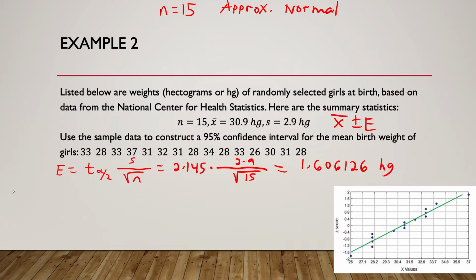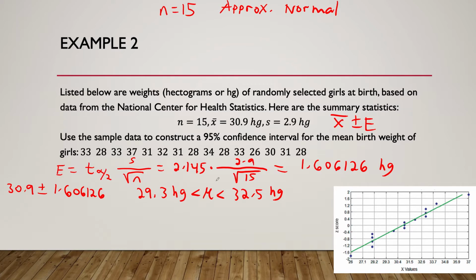So the lower bound, actually let me write out this. This would be 30.9 plus and minus 1.606126. The lower bound, when we subtract these two values, is going to give us a lower bound of 29.3 hectograms. And the upper bound, when we add them, is going to give us 32.5 hectograms.